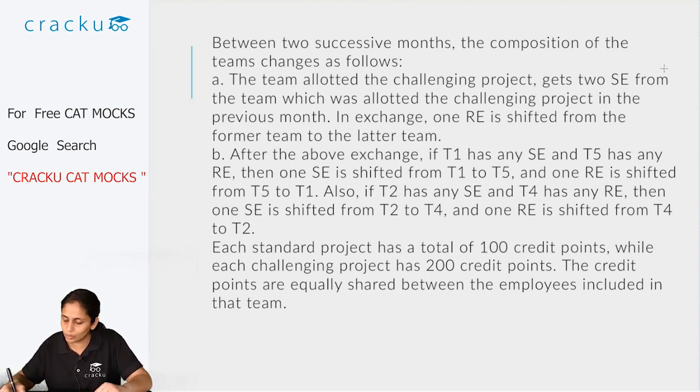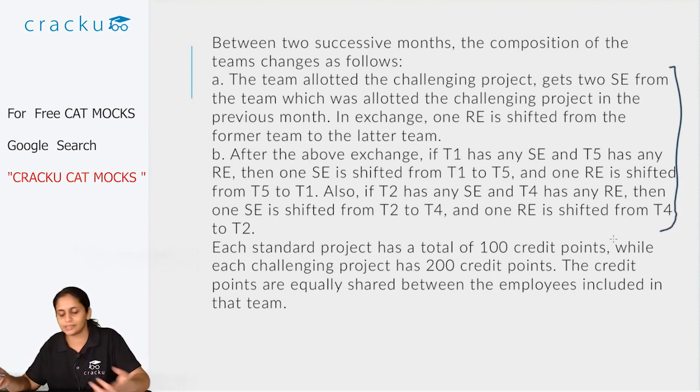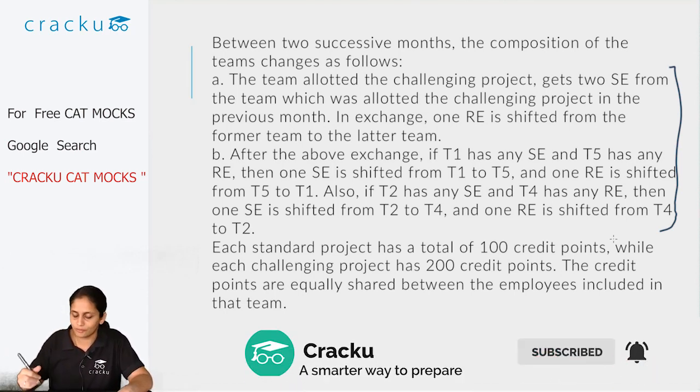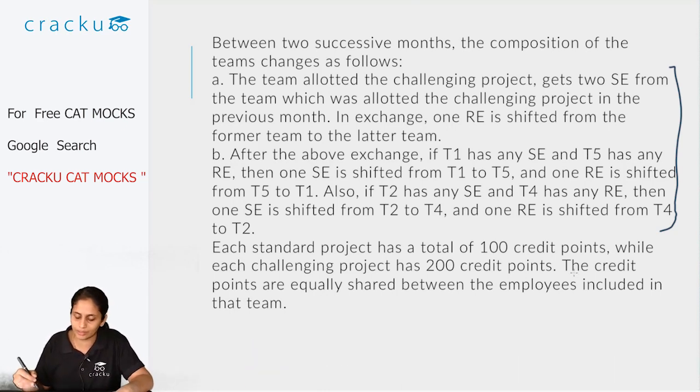So based on these rules, we can then figure out the distribution of SE and RE for the successive months. So let's first write it down for the second month. For the second month, we'll have to put 2 SE from T1 to T2. Also, we'll have to move one SE, if there is an SE, from T1 to T5 and one RE from T5 to T1, and one SE from T2 to T4 and one RE from T4 to T2. So let's do all of those changes. First, we'll do change A and then we'll have to check whether the conditions for point B are there or not. So first, we'll have to shift.